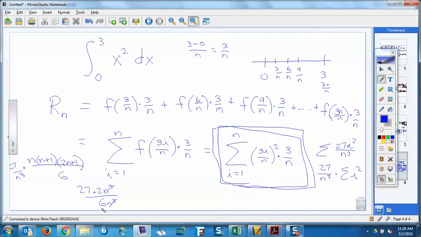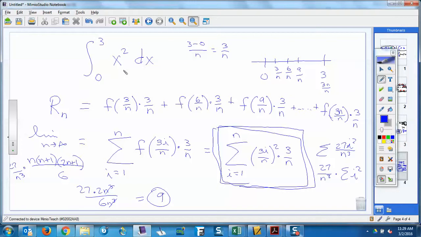And 54 divided by 6 is what, 9? So the answer would be 9 if you had the limit as n goes to infinity. And if this was R10, then you'd have 10s all in here, and then you'd have actual numbers to plug in for the n. So it could be that way too, okay?